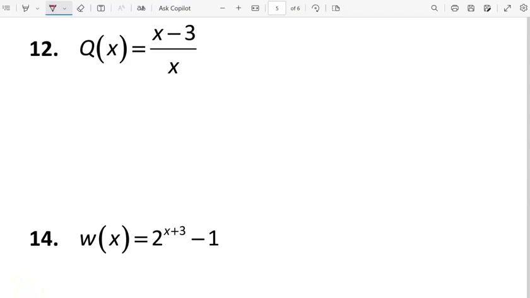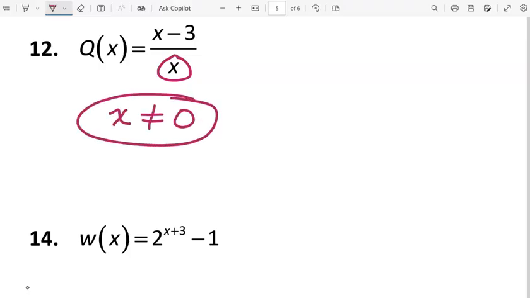In number 12, my problem operation here is division. Remember, it is the denominator of the division that can't equal 0. There's nothing to solve here since x is already isolated, so x cannot equal 0 is the domain of this function.